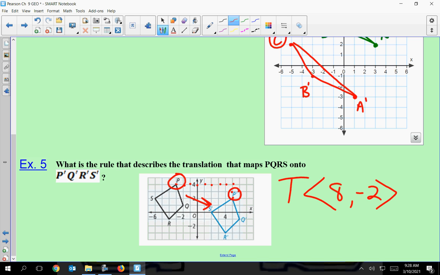So my Y part of this rule is -2. Okay. And what I would do, just to be safe, is pick another point and see if the same corresponding points map onto each other. So the easy one I think is R and R prime. I'm going to go over 1, 2, 3, 4, 5, 6, 7, 8, and down 1, 2. So I think we're good. That would be your translation rule. Okay. All right.